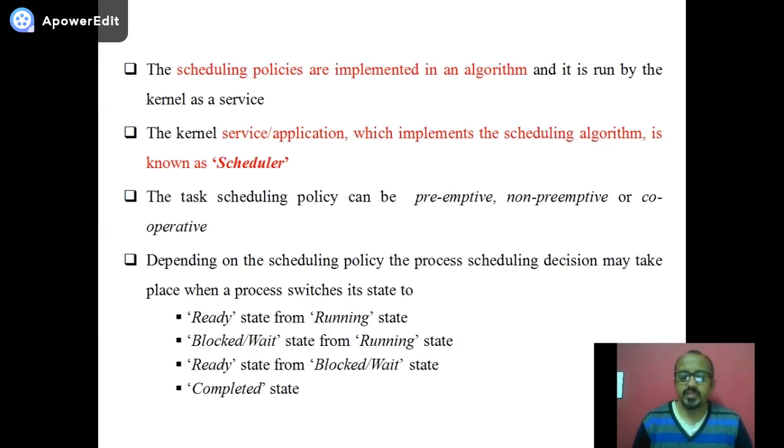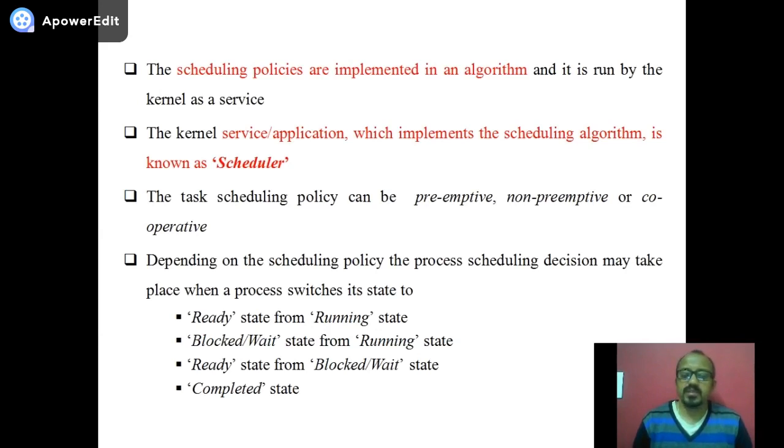Task scheduling policies are nothing but algorithms. For example, shortest job first, round robin, first come first serve. A few algorithms like that are there, that we have to adopt as a scheduler. The same thing is explained here: the kernel or a service application which implements the scheduling algorithm is known as a scheduler.